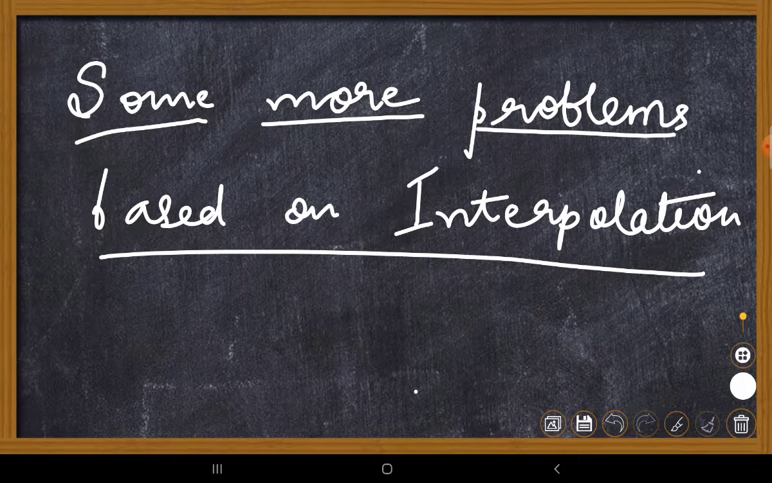So this video is a continuation of the previous video, and we are going to be checking on some more problems which are based on interpolation. In the previous video we have only dealt with problems where we have to use Newton's forward interpolation. Now let us see some problems where we have to use Newton's backward interpolation as well as Lagrange's interpolation formula.